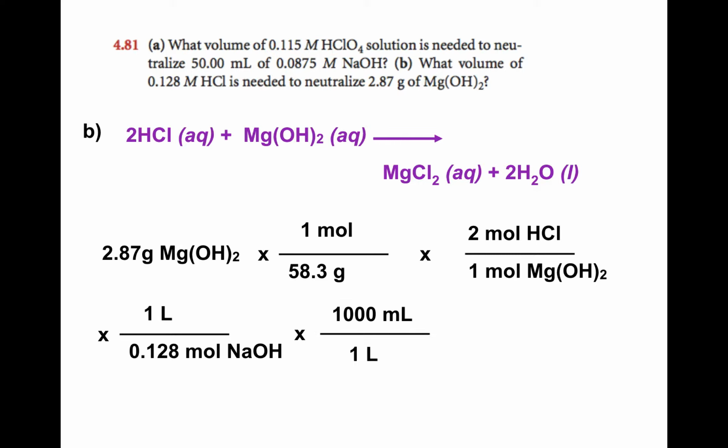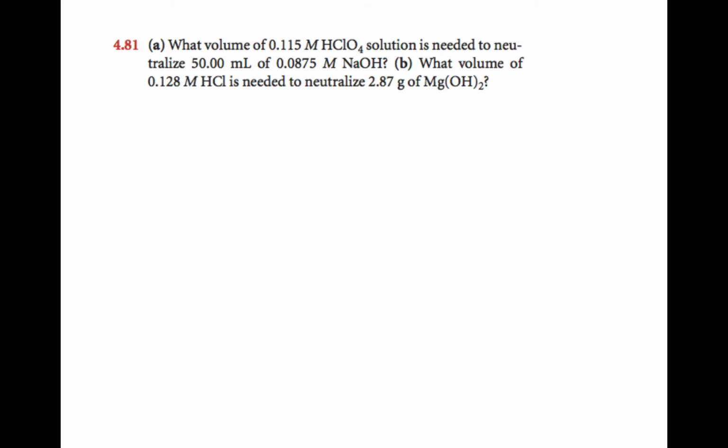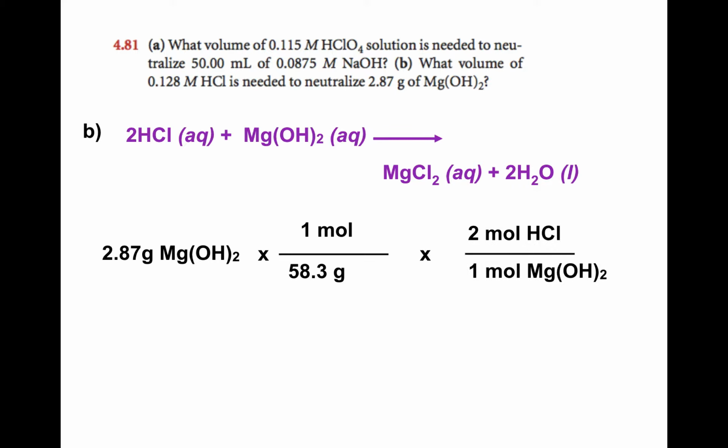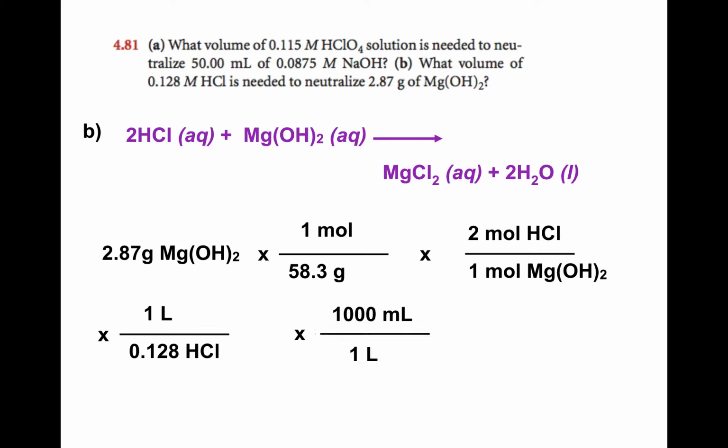When I multiply across, grams cancel, moles of hydrochloric acid cancel. Typo fixed. So let's get back to it, right? So here's our balanced equation. We use molar mass to get to moles of magnesium hydroxide. We use the molar ratio to get to moles of hydrochloric acid. We use the concentration of hydrochloric acid to get to liters of hydrochloric acid, convert to milliliters of hydrochloric acid. So we multiply across, everything cancels except for milliliters of hydrochloric acid. That's how we do this one.